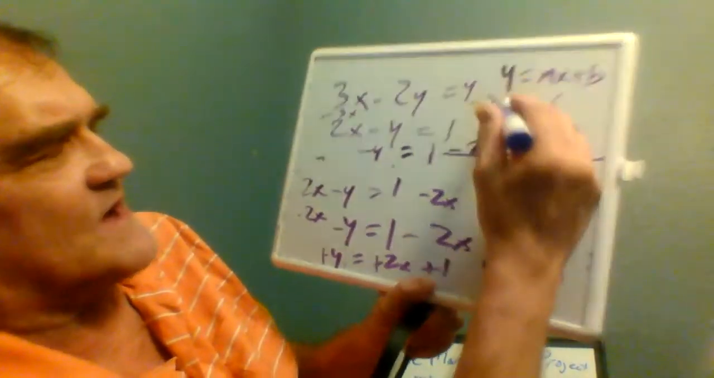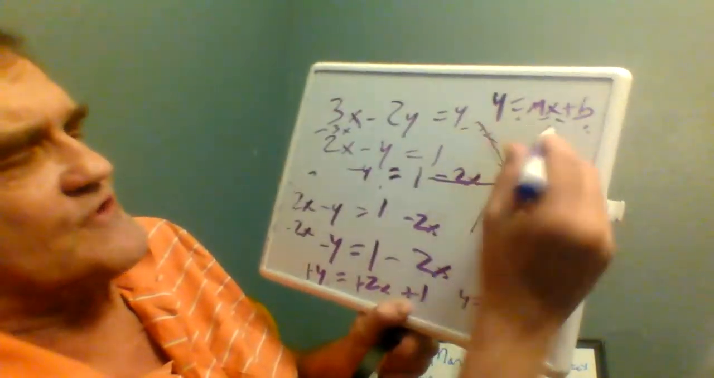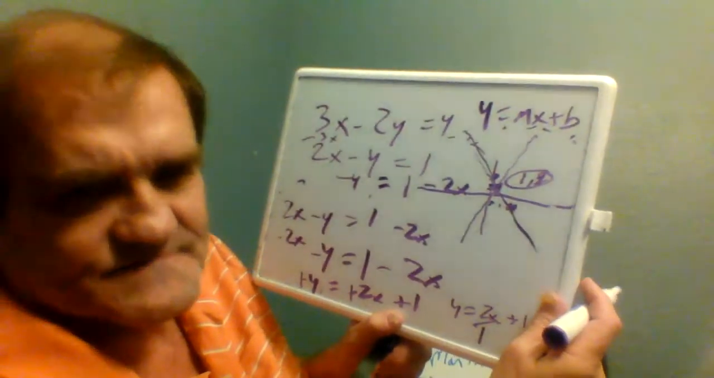Okay? So remember what we did there. We changed everything into y equals mx plus b, which is slope-intercept form. That's how we got it.